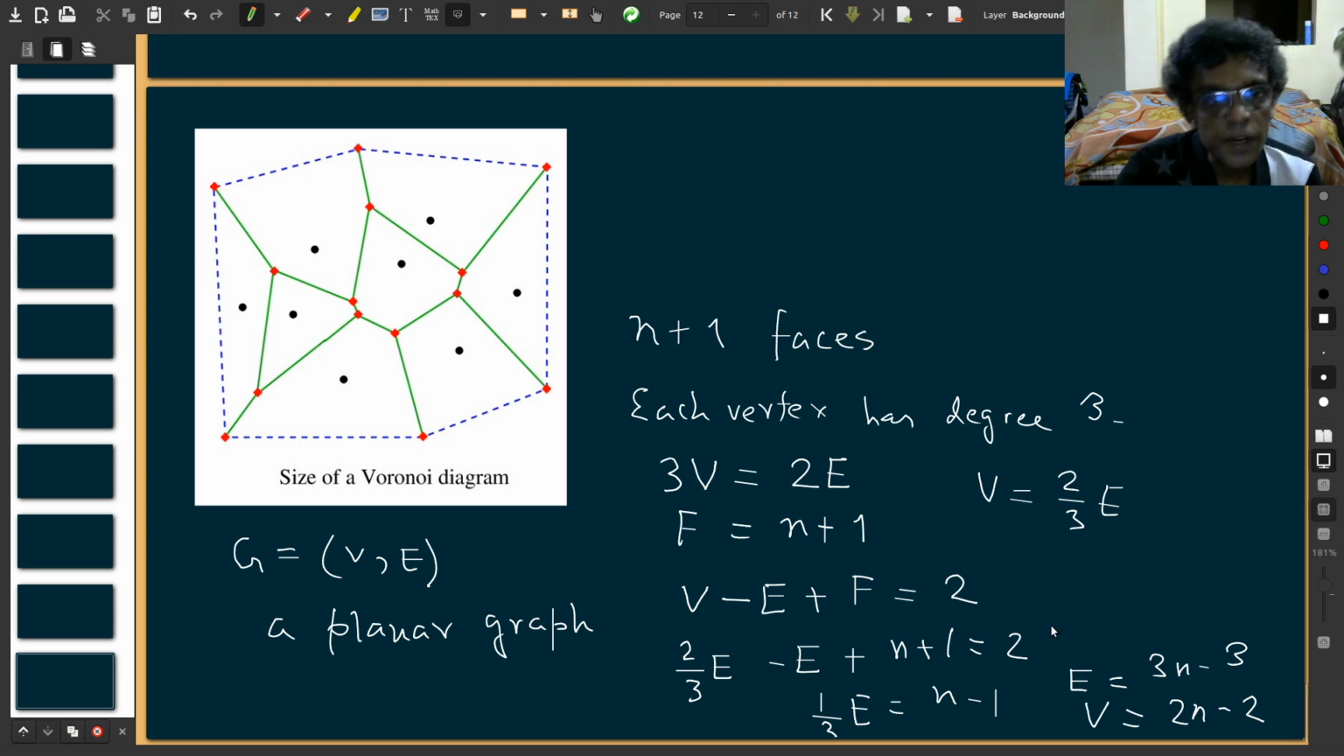Now, definitely I have included these boundary edges. If I forget these edges, I can say that the total number of edges that will appear in the Voronoi diagram will be less than or equal to 3n minus 3, and the total number of vertices will be less than or equal to 2n minus 2. Therefore, the size of the Voronoi diagram is linear in n. It's not too big, and therefore n log n algorithms are possible. So in the next lecture, we will see one such algorithm.